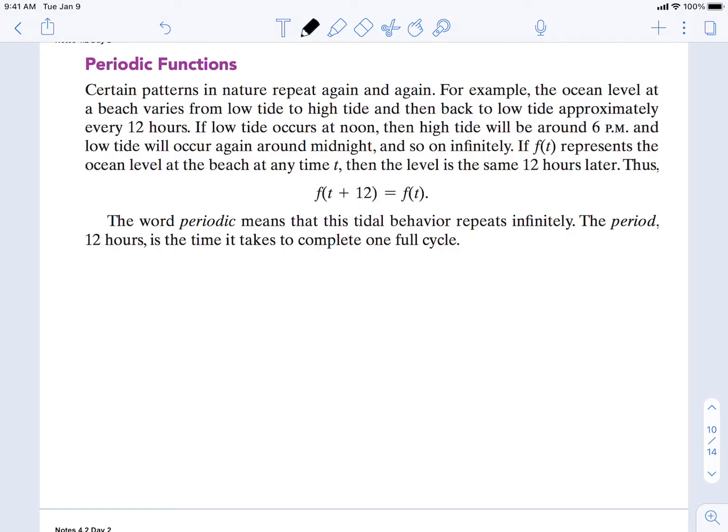There are certain patterns in nature that repeat again and again. For example, the ocean level. So if you have a wave, it continues that pattern, that's in regards to the low tide and high tide. And they go back to low tide approximately every 12 hours. If low tide occurs at noon, then high tide will occur around 6 p.m. Low tide will occur again around midnight, and so on indefinitely.